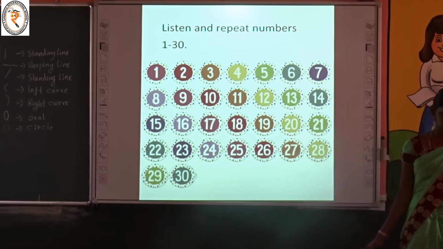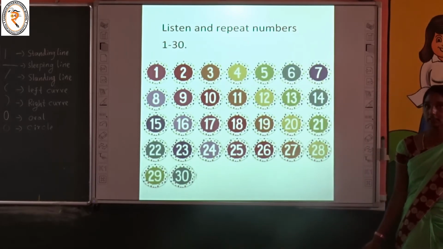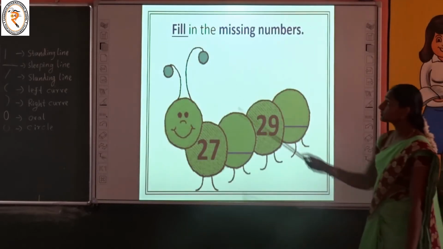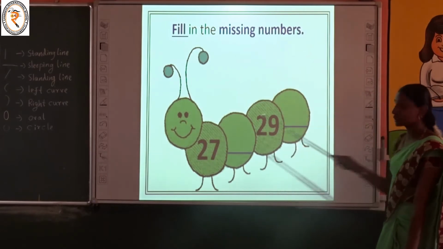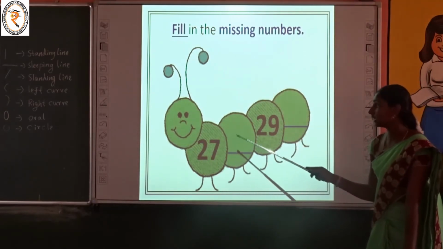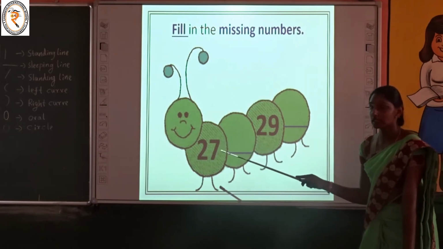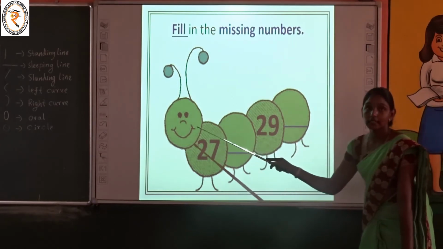Very good, children. Keep it up. Shall we do some activities based on numbers? Are you ready? Let's do it. First, we are going to fill in the missing numbers. Can you see this? What is this? This is a caterpillar. Now we are going to fill the missing numbers on this caterpillar's body.